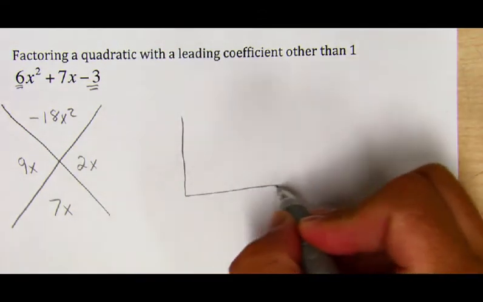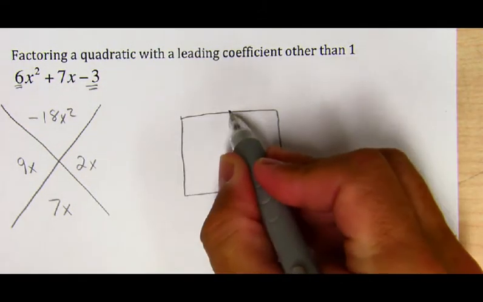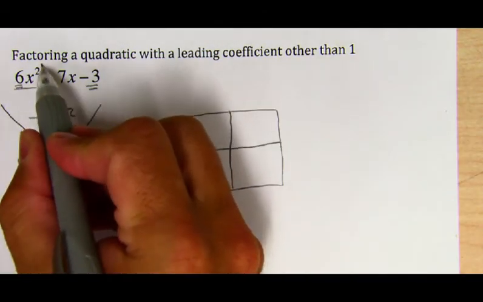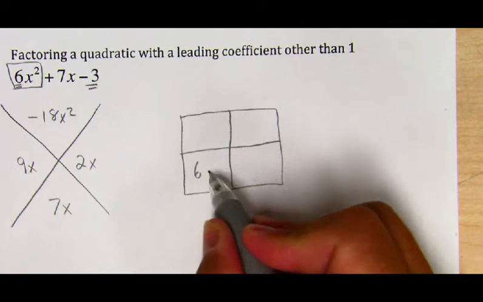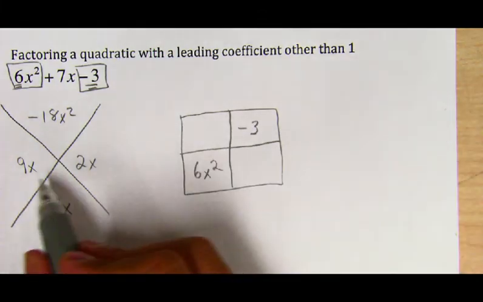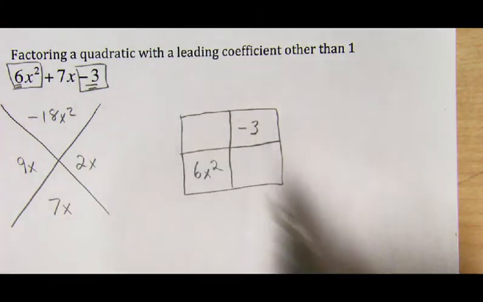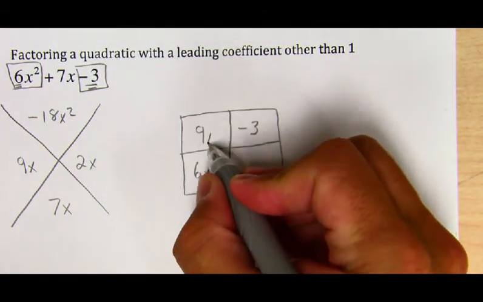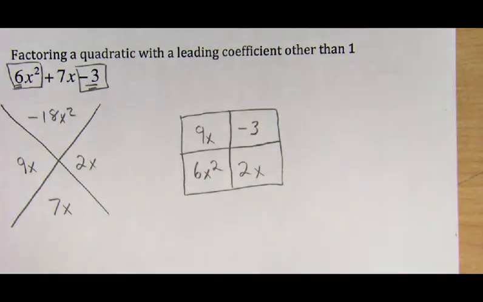Again, I'm going to make my generic rectangle and divide it up into 4 boxes. And then remember, the first term always goes in the lower left. The last term always goes in the upper right. And then these two terms can go in either one of these. It doesn't really matter. So I'll put 9x here and 2x here.